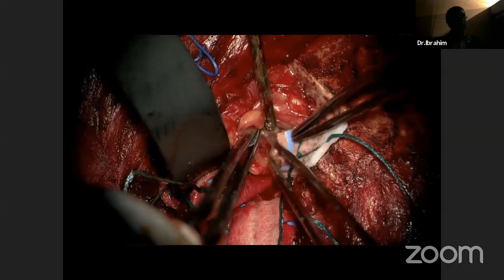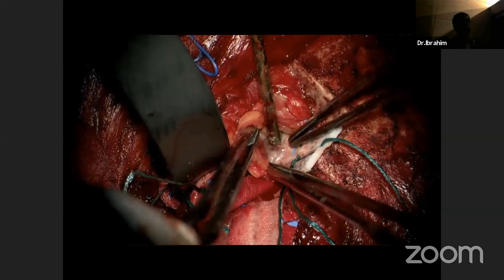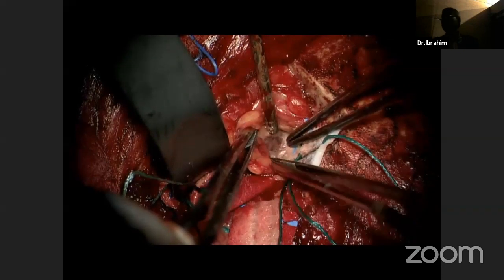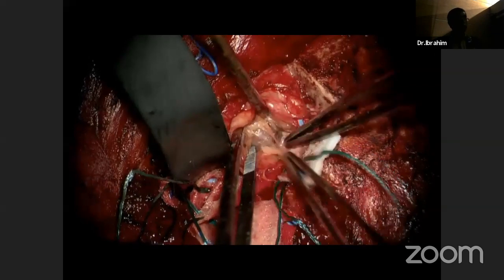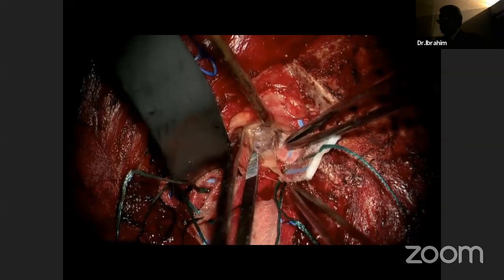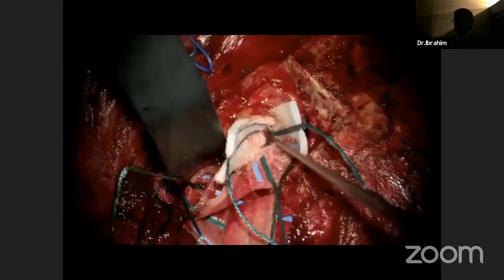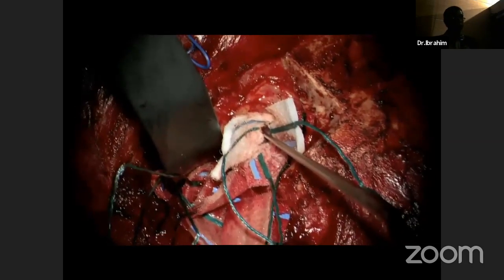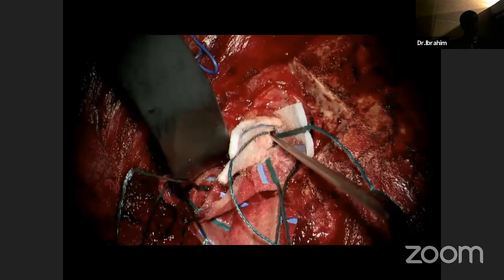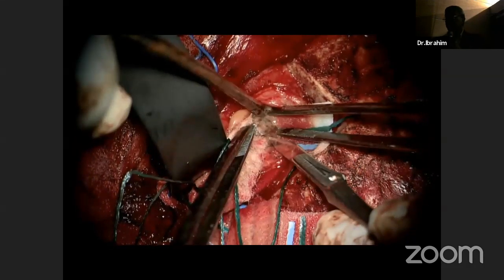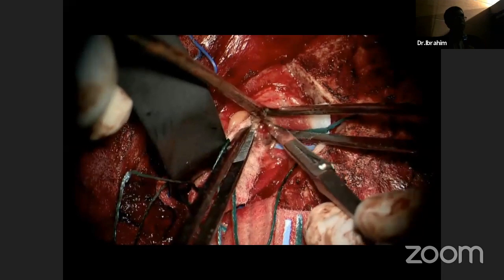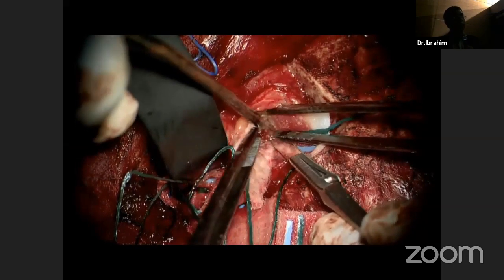Do we train residents during the residency program in Jordan? No. Orbit is not for the neurosurgeons. And vessels are not for the neurosurgeons. Nothing is for the neurosurgeons. They just need to know how to do a shunt, how to do a disc, how to put screws in place. This is not neurosurgery. This is general surgery.